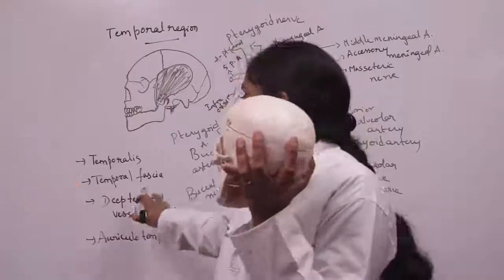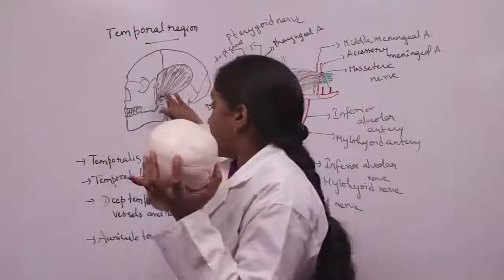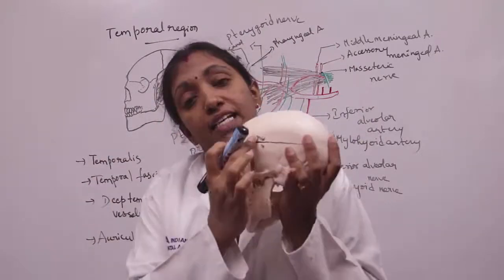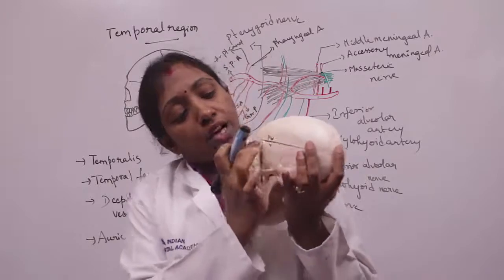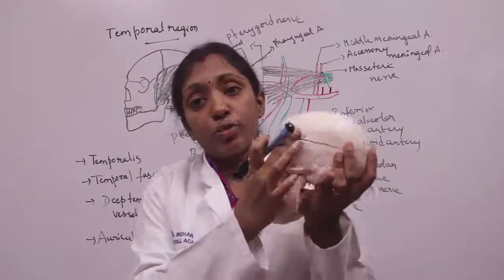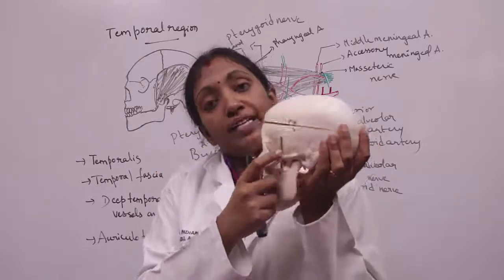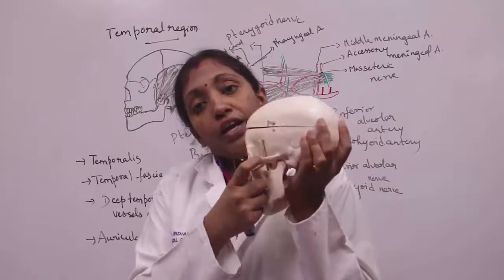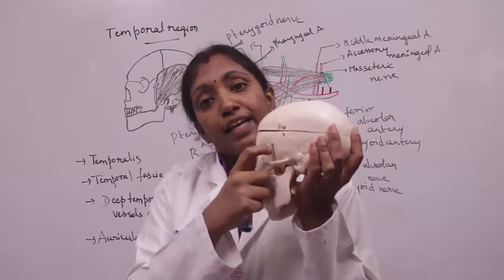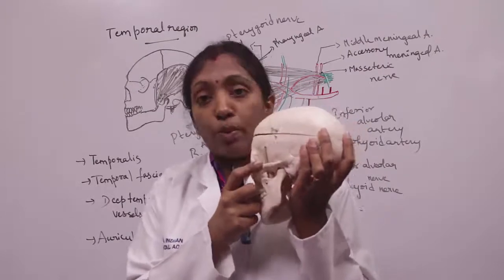So coming to the temporal fascia, it covers the temporalis muscle, and above it is a single layer attached to the superficial temporal line here. Below, the fascia splits into two, and it is attached to the outer and inner lips of the upper margin of the zygomatic arch.